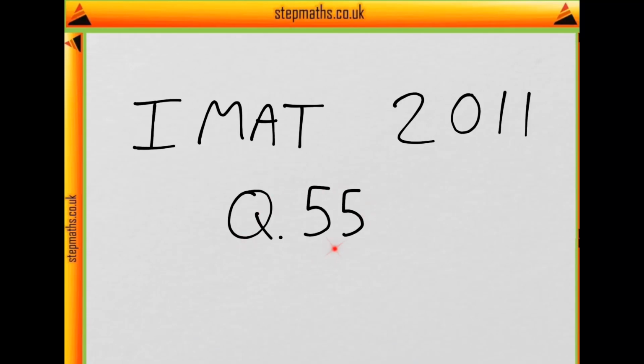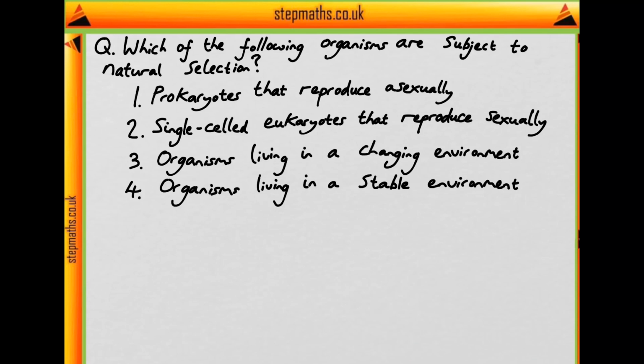This video is on question 55 from the 2011 IMAT paper. In this question we're asked which of the following organisms are subject to natural selection. We're given a list of 1 to 4, 1 being prokaryotes that reproduce asexually, 2 being single-celled eukaryotes that reproduce sexually, 3 being organisms living in a changing environment, and 4 being organisms living in a stable environment.